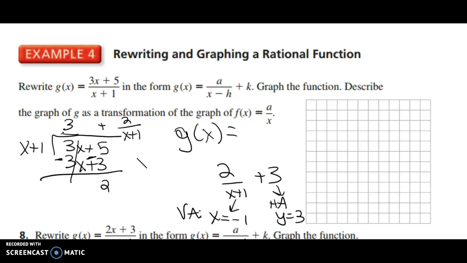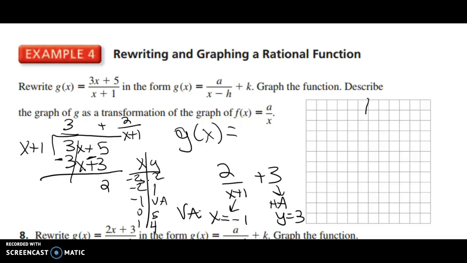You can place your VA into your table and pick 2 points less than and 2 points greater than. That should be -3. You can plug -3 into either equation, the new rewritten one or the original problem. Either way, you're going to get a value of 2. Plugging -2 in, you get 1, and then 0, 5, and 1, 4.